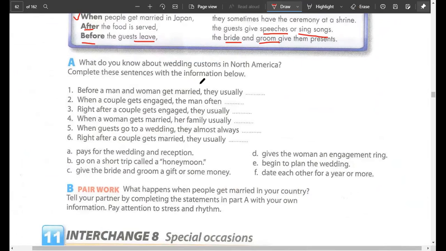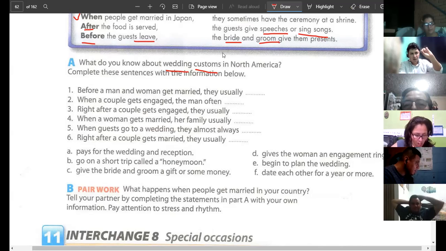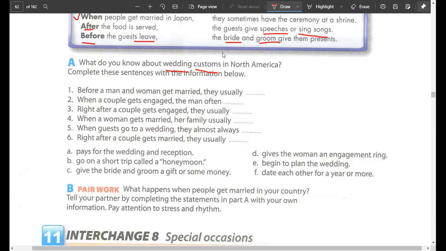It says, what do you know about wedding customs in North America? ¿Qué saben ustedes de las costumbres, verdad, en las bodas en Estados Unidos? Complete these sentences with the information below. Can somebody help me read that, please, very quickly? Alguien me auxilia leyendo, reading this from 1 through 6, please.